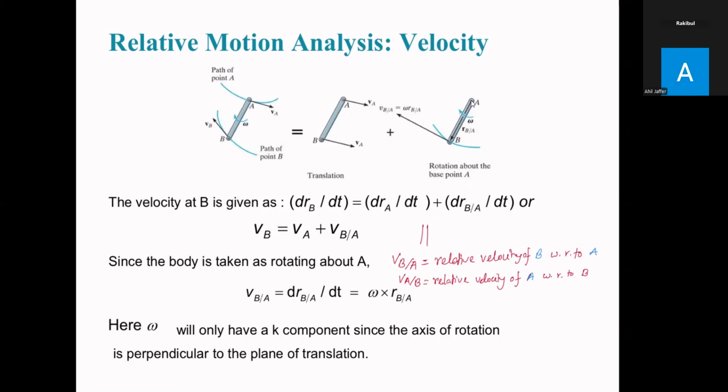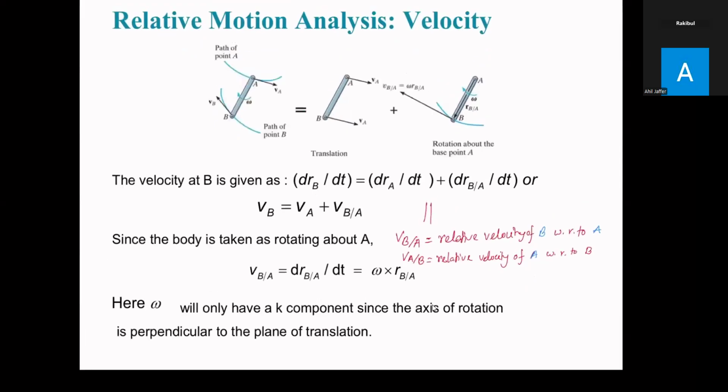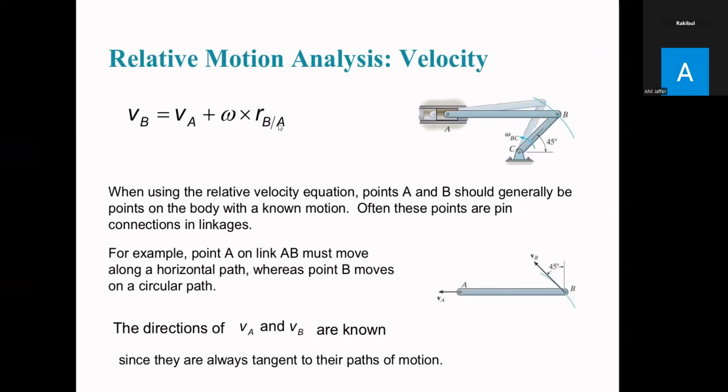So it's a position vector from A to B, or you can say it's a position vector of B with respect to A. Clear? So this is the main formula that we will use. If we rewrite it here, this is the formula. For velocity analysis, you have to use this formula. Good. Let's jump into solving some problems.